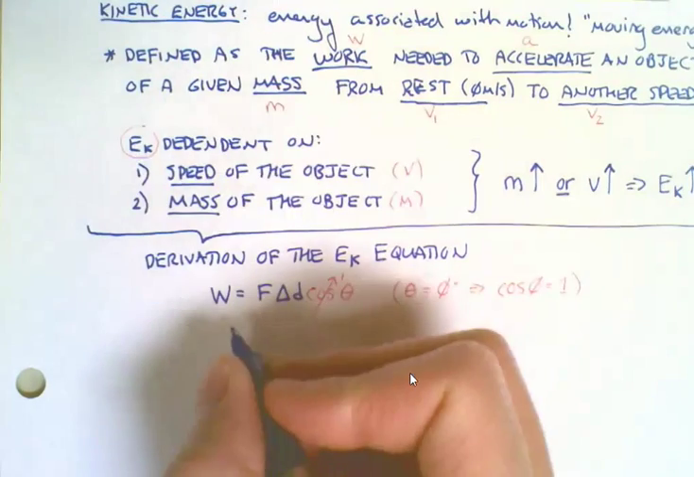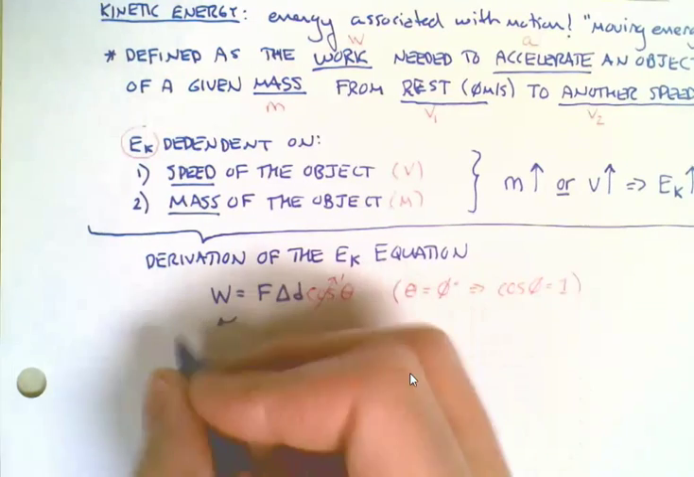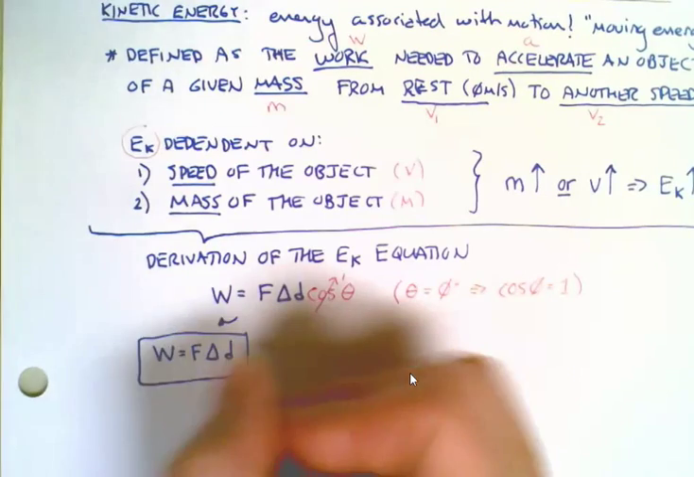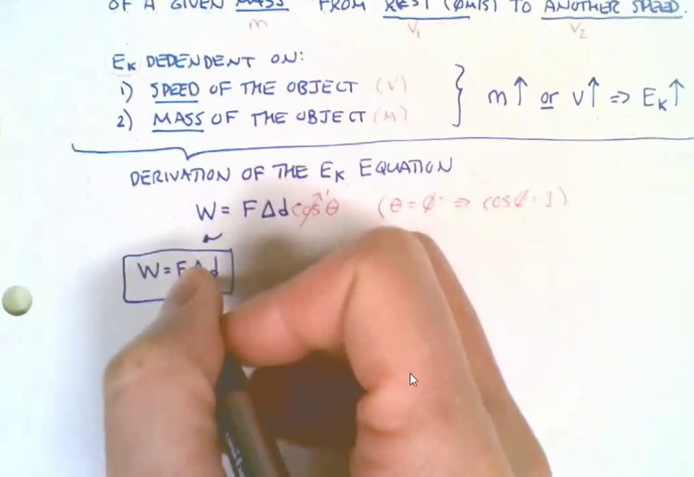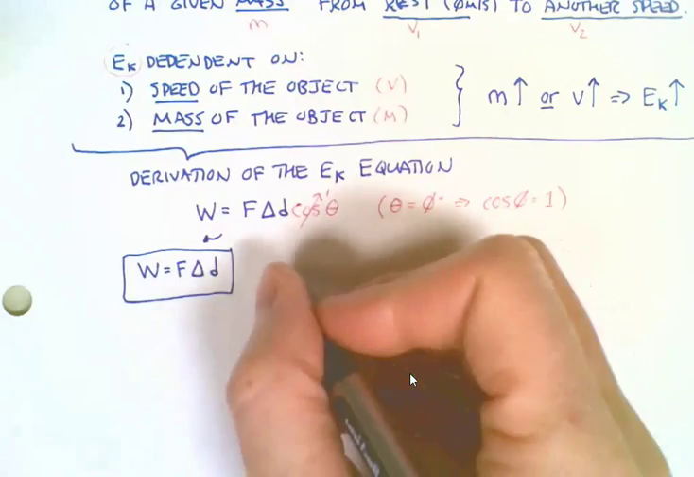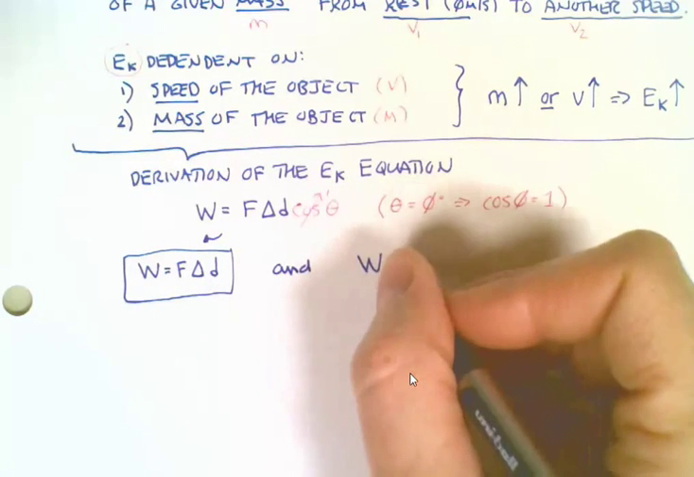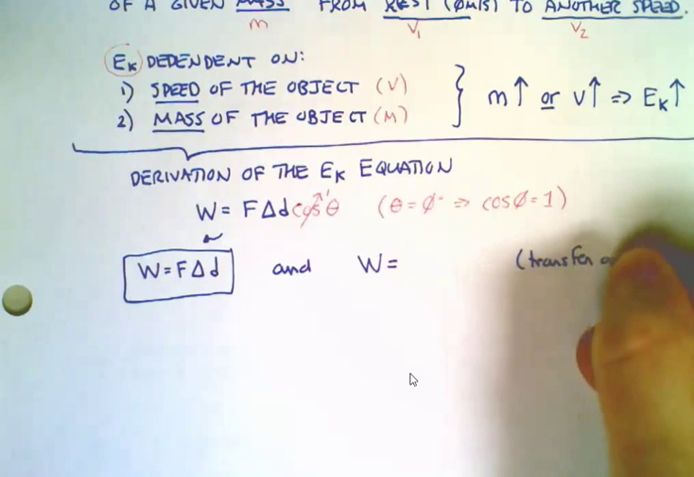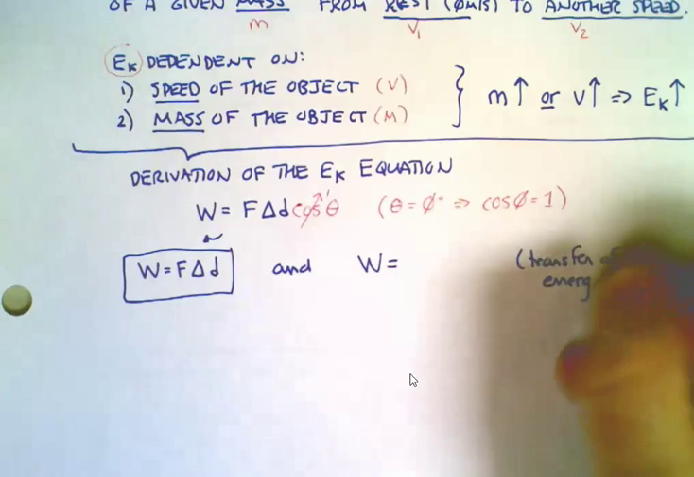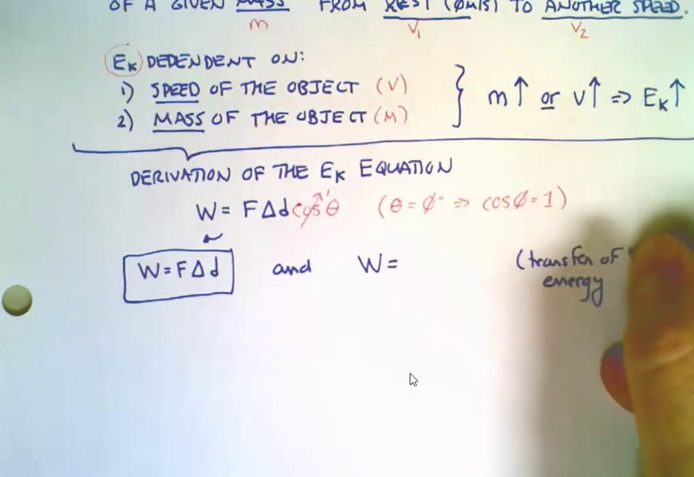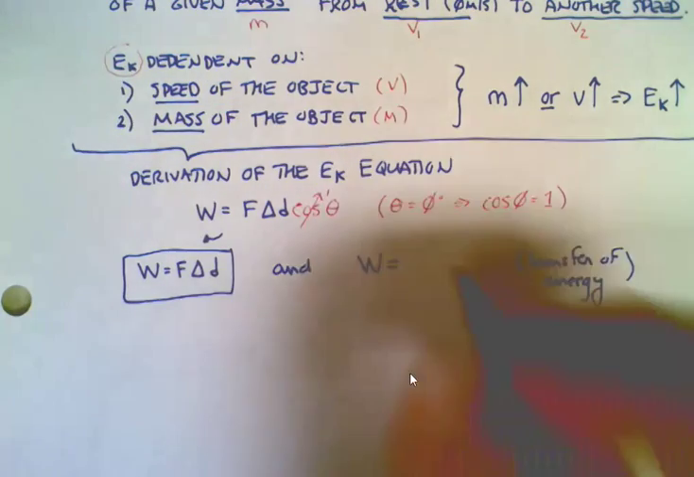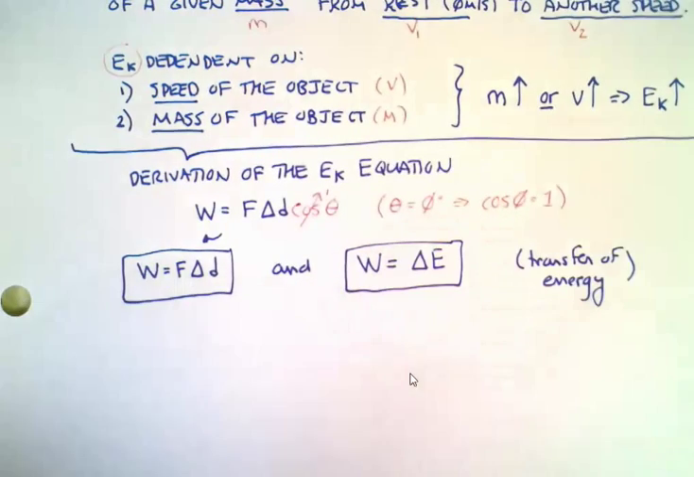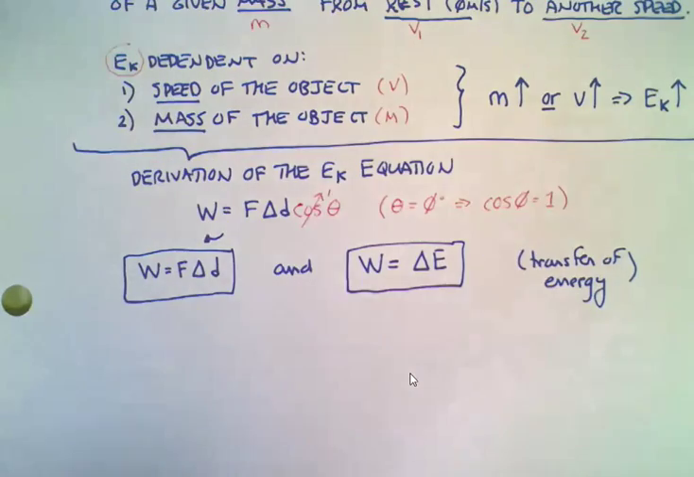If it drops to 1, then we know that it results in this simplified equation. We can calculate the work by just taking the force multiplied by the displacement of the object. We also know this: work equals the transfer of energy, and that's given by ΔE. All right, so that's the transfer of the energy in that object.